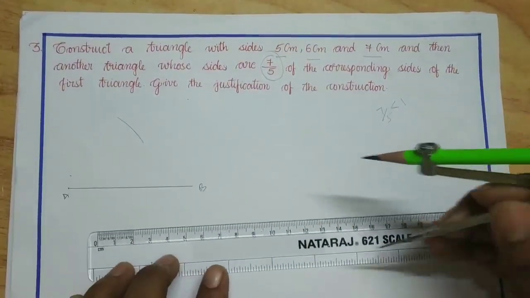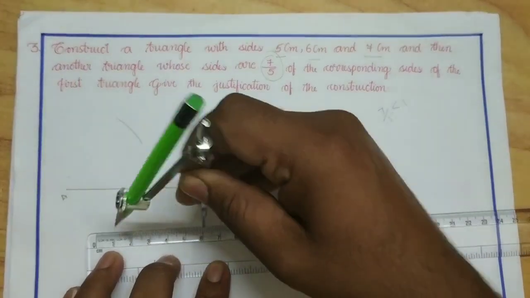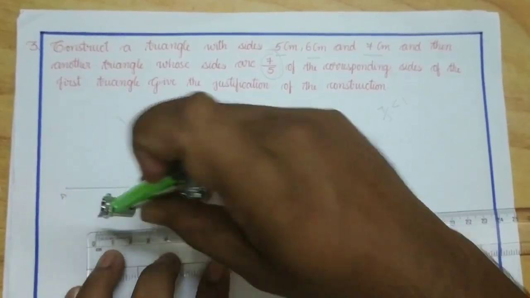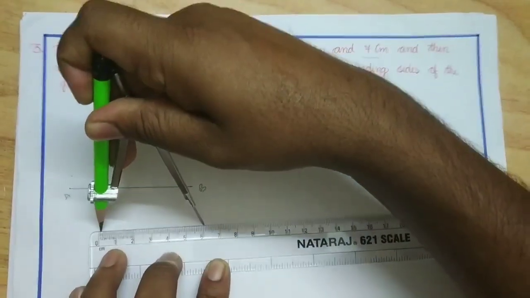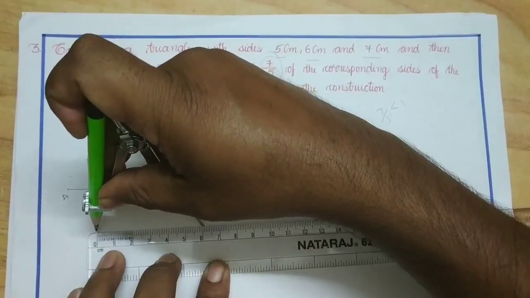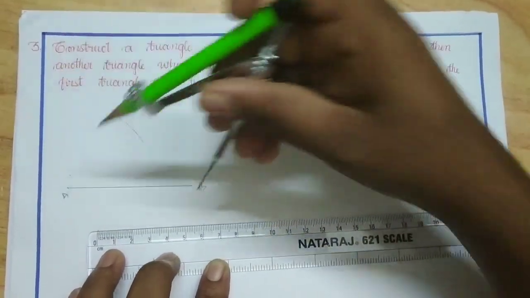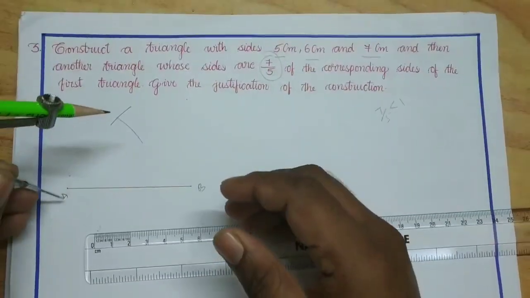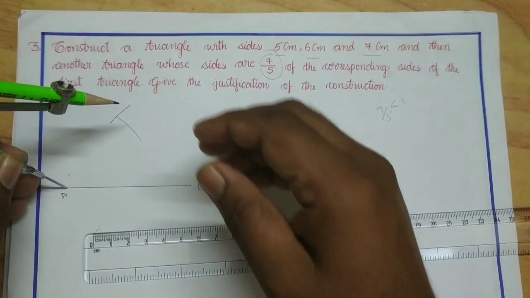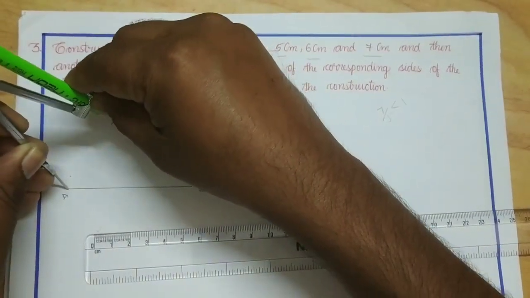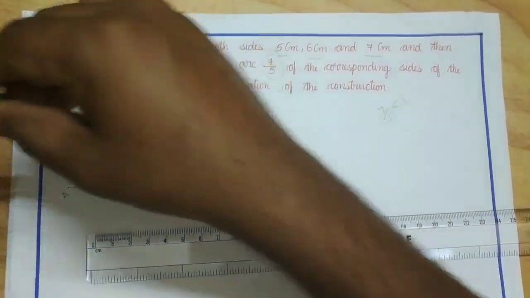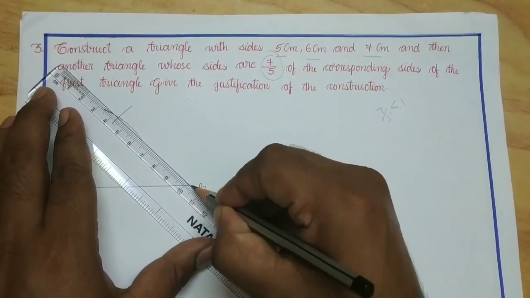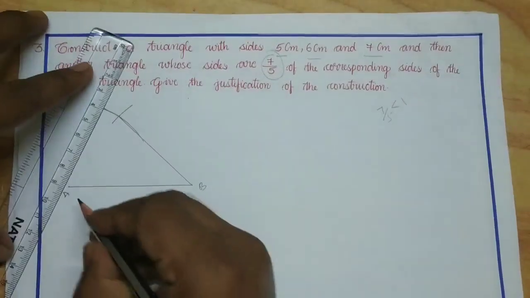Now again place 6 centimeters with the help of your compass, and cut that arc. Okay, you see that this is nothing but 6 centimeters. Then you can draw with the help of this. If it is not cutting, just join it and cut the points. Now draw the triangle as quickly as possible. This is the required triangle.